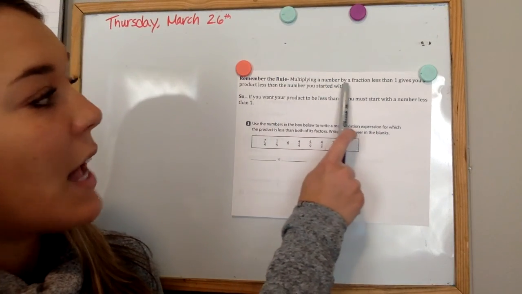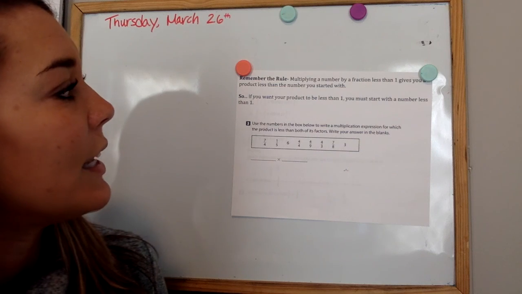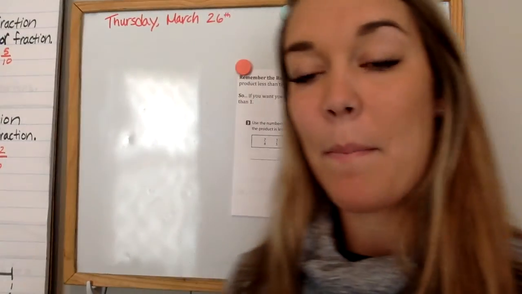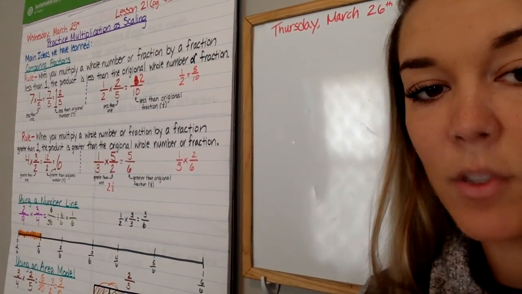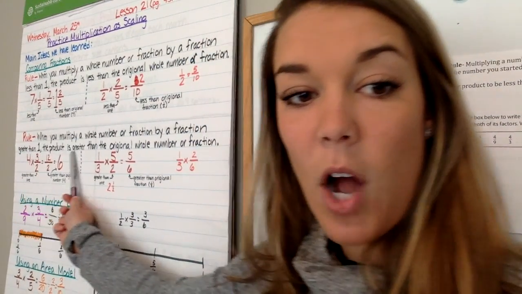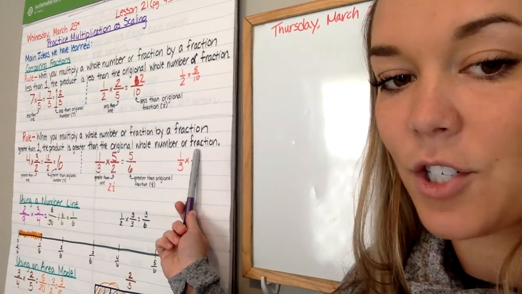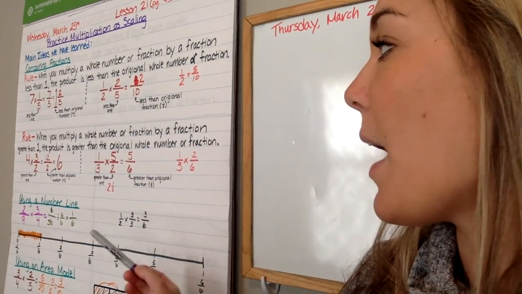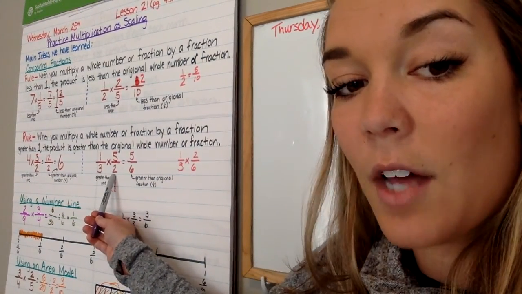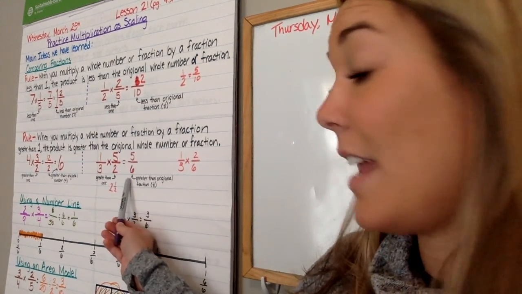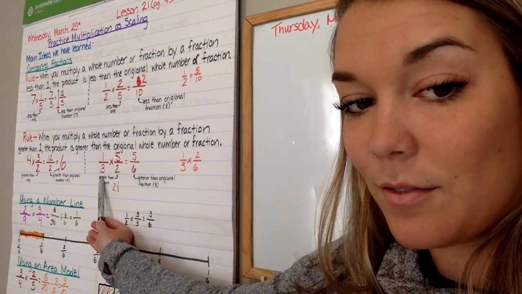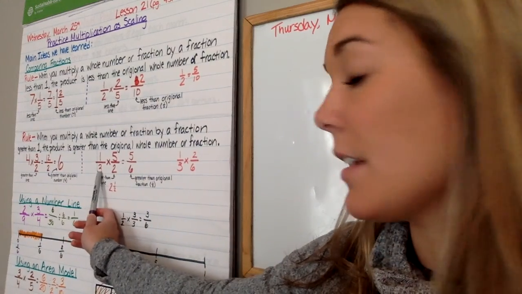Remember the rule, multiplying a number by a fraction less than 1 gives you a product less than the number you started with, okay? And I remember on my poster, when I multiply a whole number or fraction by a fraction greater than 1, the product is greater than the original whole number or fraction, right? So we're talking about the number that we're starting with. When you multiply it by a fraction greater than 1, you're going to get an answer or a product that is more than your original number, okay? So this would be more than this.